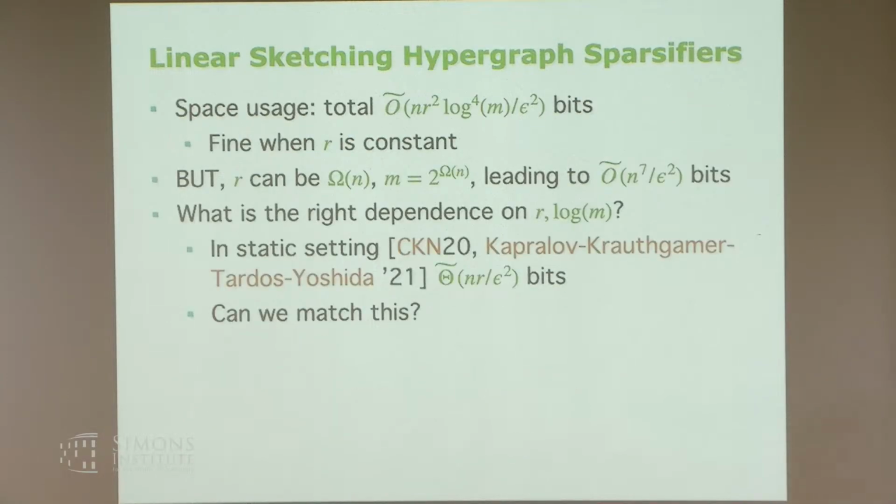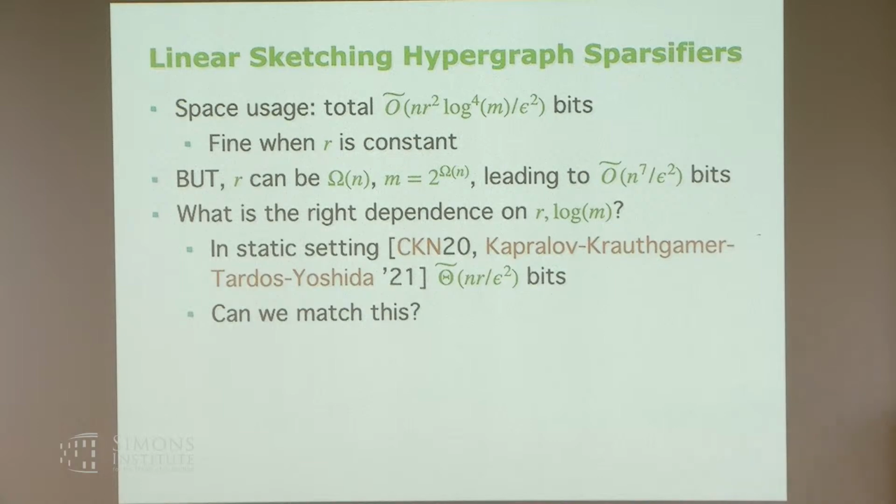So this total space usage is fine when r is constant, right? When r is constant, m is also bounded by some polynomial in n. And this was really the observation that was made in this GMT 15 paper. It was really to say, for constant arity hypergraphs, everything in the graph setting translates pretty well. We can get these linear sketches with essentially like optimal bit complexity.